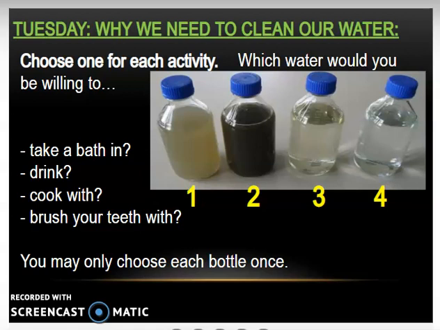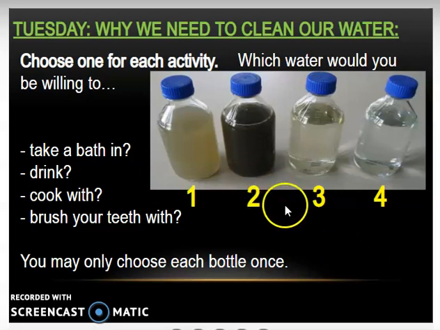Which one of these pictures of water would you be willing to take a bath in? I'm guessing most of us would feel very comfortable with 4, maybe less comfortable with 3. Which ones would we drink? Guessing most of us would be over here at 4. Which ones would you cook with? Which would you brush your teeth with? Now, if I said you may only choose each bottle once, what would you say?